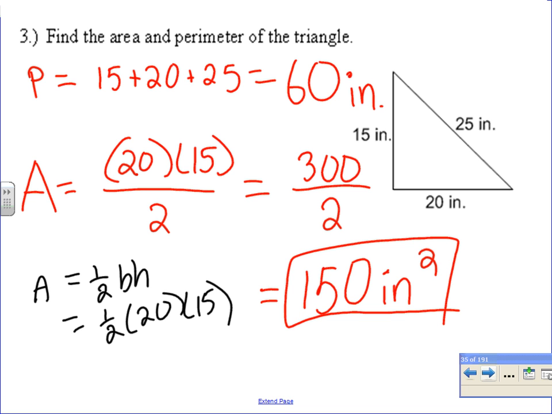I'll explain one more time. I like this way because half of 20 is 10. That's what I do. It's kind of like saying 20 divided by 2 is 10. 10 times 15 is 150. Yes, because of the properties. Because of the associative or commutative property, depending on how you look at it, you are allowed to do that. Great job, Adam.